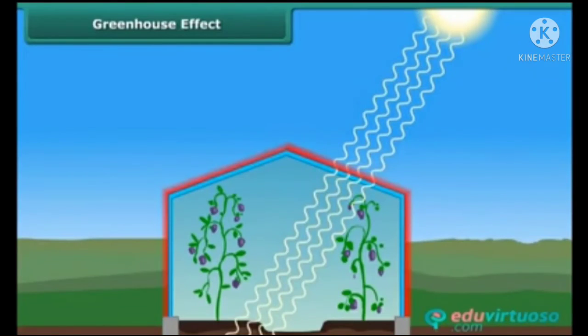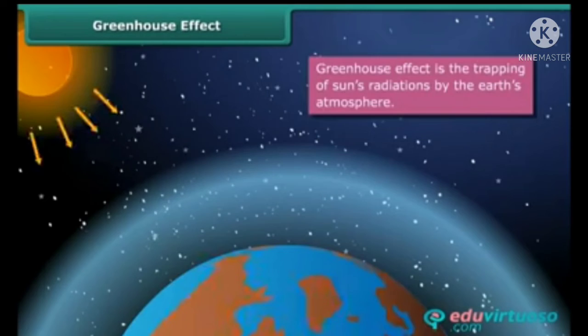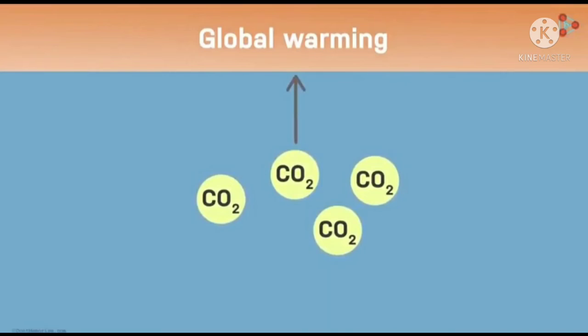Moving on to the next topic, that is greenhouse effect. Children, you are familiar with greenhouse effect. What is greenhouse effect? The sun's rays warm the earth's surface. A part of the radiation that falls on the earth is absorbed by it and a part is reflected back into the space. A part of the reflected radiation is trapped by the atmosphere. This trapping of sun's radiations by the earth's atmosphere is called greenhouse effect.